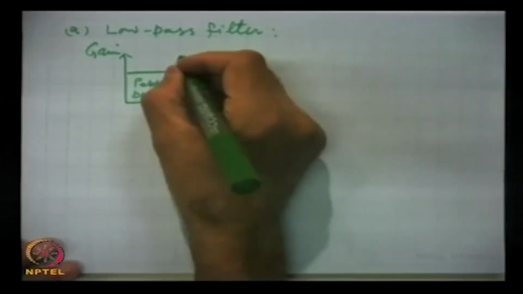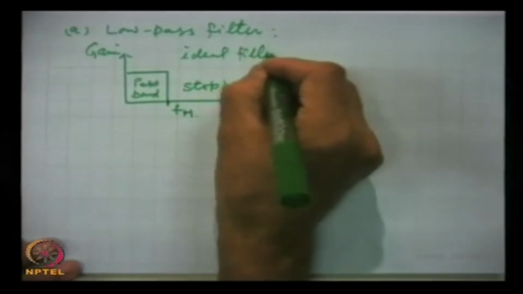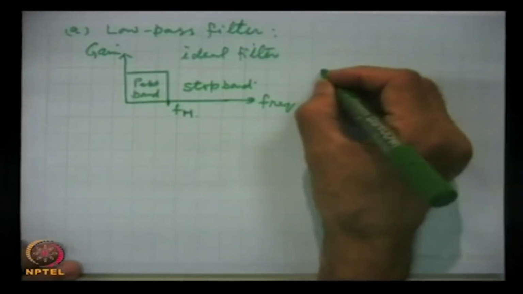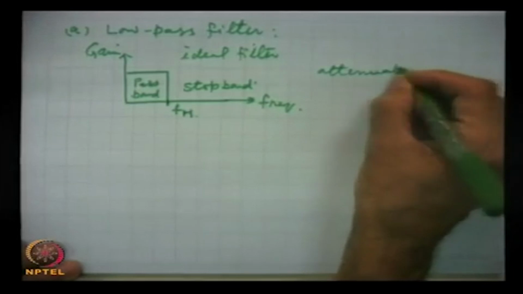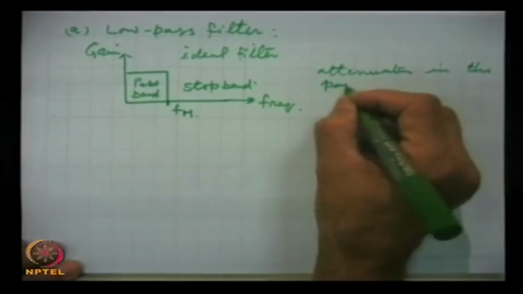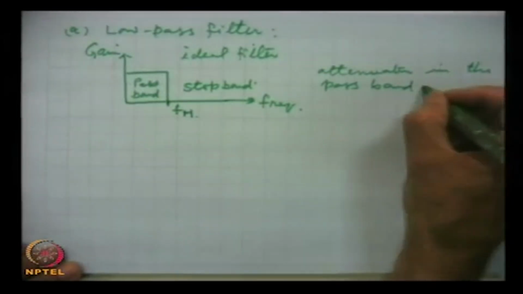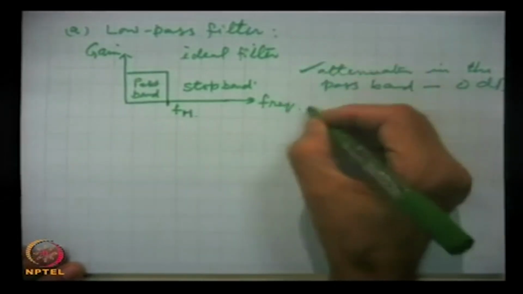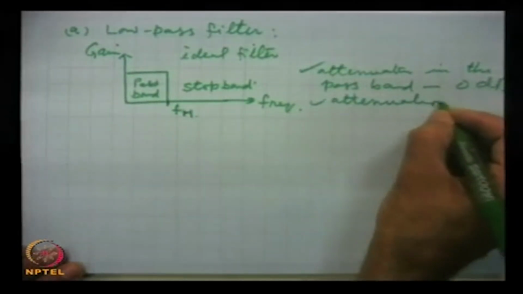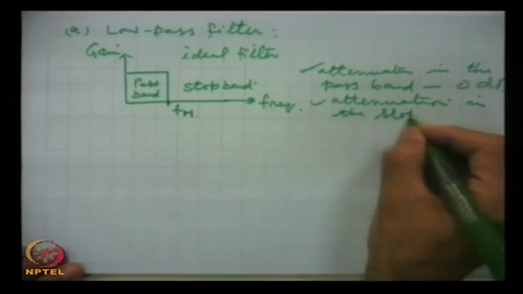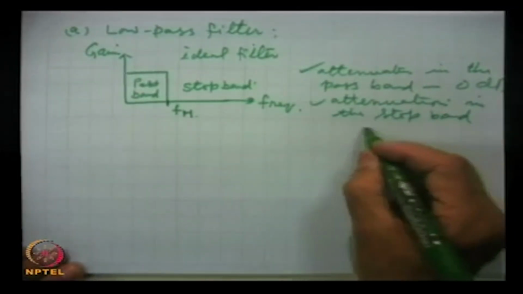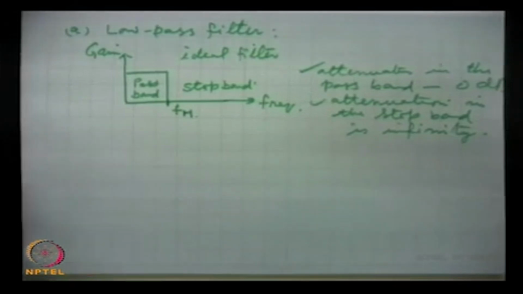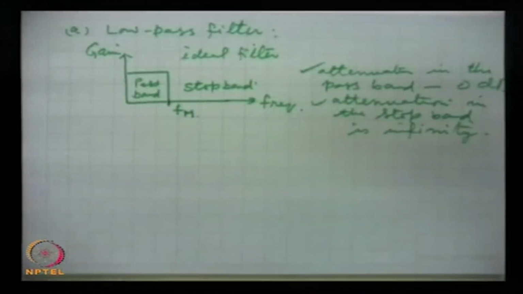And this is the case of an ideal filter, in which the attenuation in the pass band in an ideal filter is 0 dB, that means no attenuation, while the attenuation in the stop band is infinity, infinitely high attenuation. So, this is for the ideal filter.